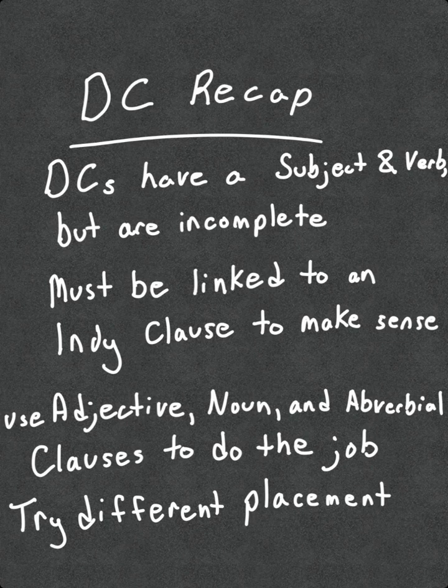So DC recap, dependent clause recap. Dependent clauses have a subject and a verb but are incomplete. They must be linked to an independent clause in order to make sense. If you're an English teacher, you'd be happy to know there's 3 types of dependent clauses: adjective, noun, and adverbial. But if you're just a regular old writer, you're not too worried about the names of the terms. You just know that dependent clauses are incomplete thoughts that can be used to complete a great thought. And you're going to try using them in different ways in your writing, try out different placements, and see what you come up with.